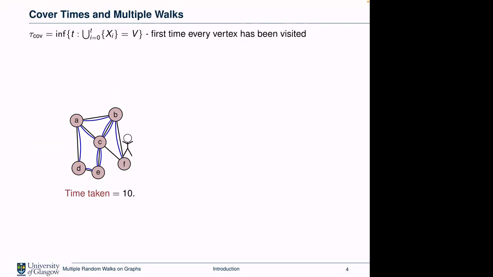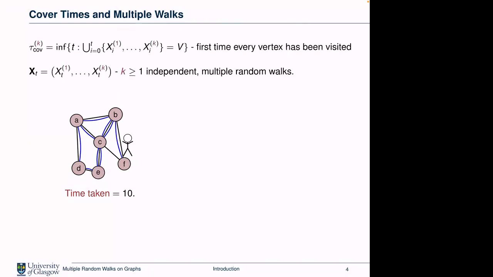So this is very well studied for single random walks, but we're interested in what happens when you have more than one random walk at the same time. And this is the setting of multiple random walks. So you have k independent walks, so copies of the same Markov chain, all running synchronously at the same time on the same space or graph. And we're interested in the cover time, which is the first time that every vertex has been visited by at least one of the walks.